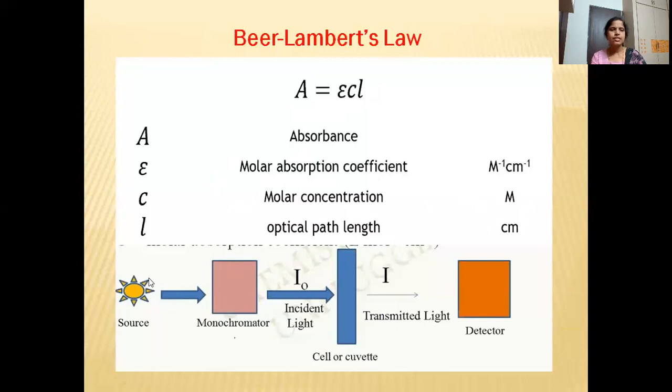As you can see here, the light coming from the source passes through a monochromator. So what is the use of monochromator? It cuts down all the wavelengths of the light.